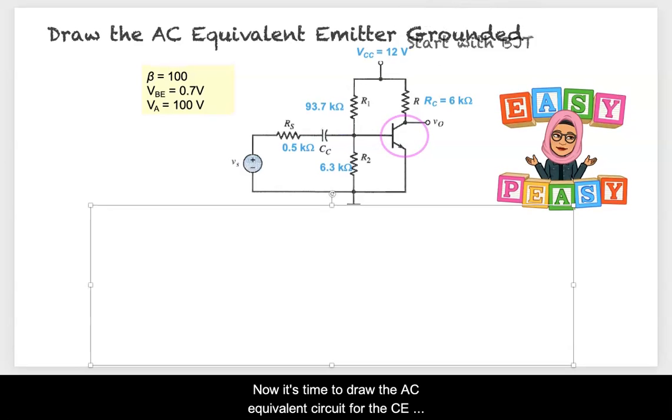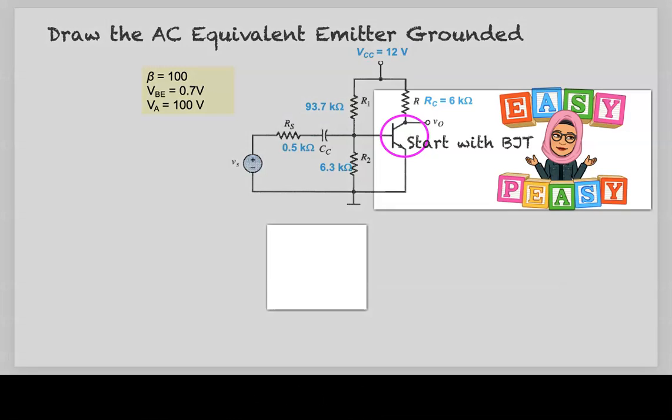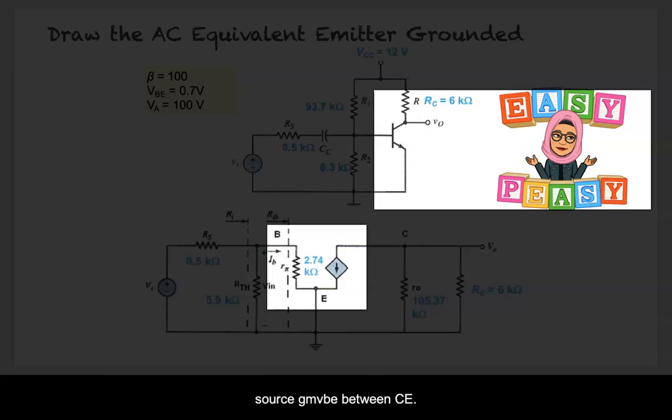Now it's time to draw the AC equivalent circuit for the CE amplifier circuit. It is recommended that we start the process by replacing the BJT with the hybrid pi model. Draw the R pi between base and emitter terminals and a dependent current control source GMVBE between collector and emitter terminals.